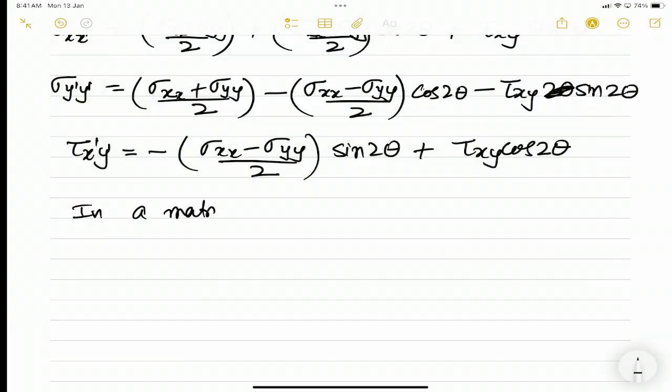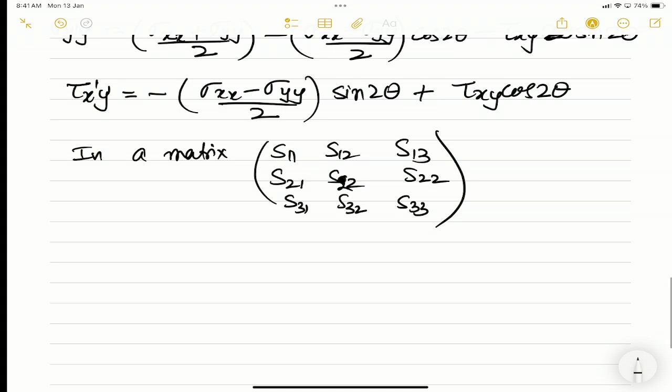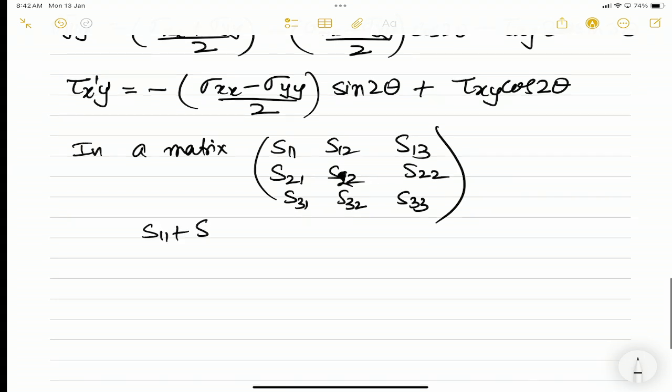in a matrix, and this is for a general matrix, S11 plus S22 plus S33 is invariant. What's the meaning of invariant? That if I rotate the axis, the sum of the diagonal terms, even in the rotated axis, will be the same as what we had in the original case.